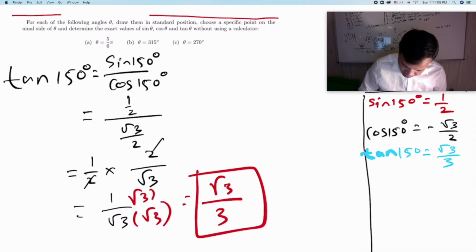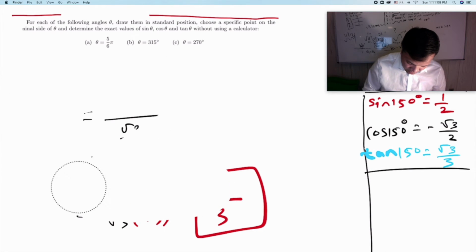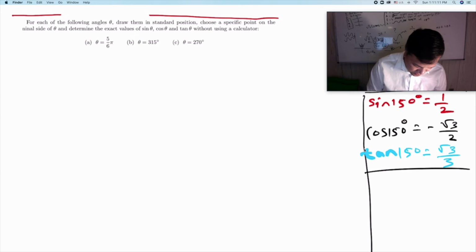All right, so we're done with the first one. First one is this. Now we're going to do the second one. Let's see, this is the second one. So first we're going to do sine 315.